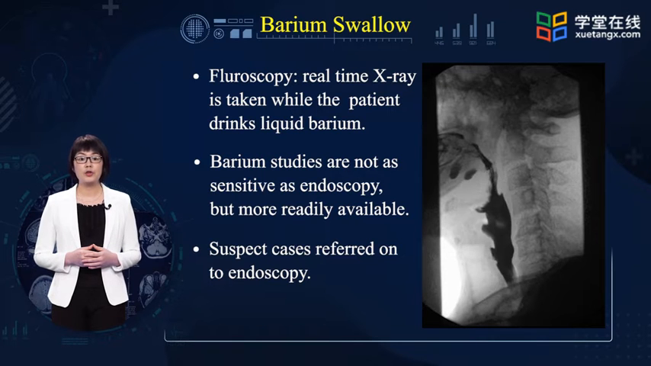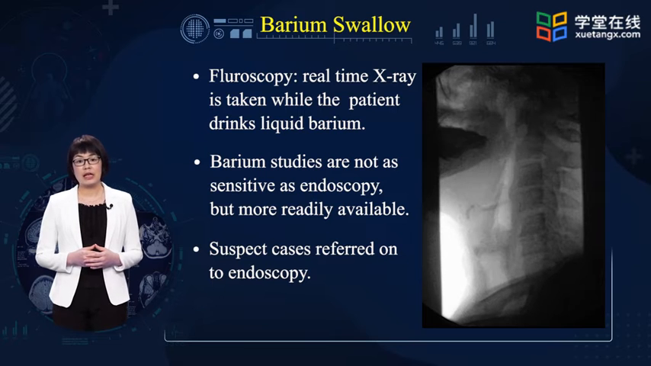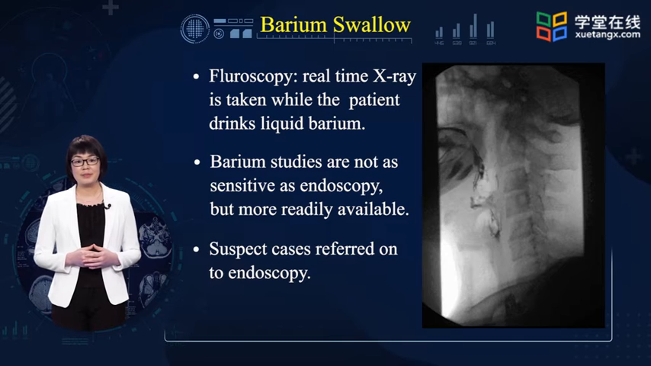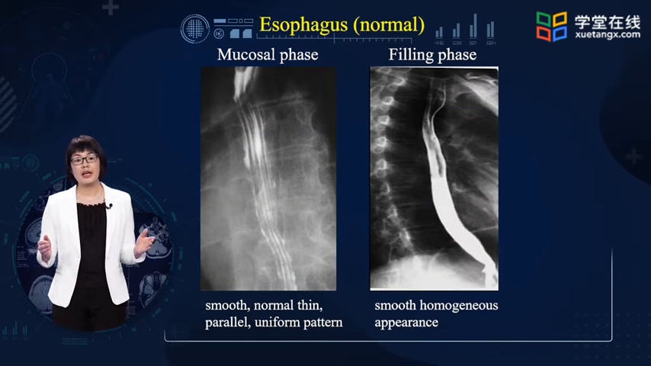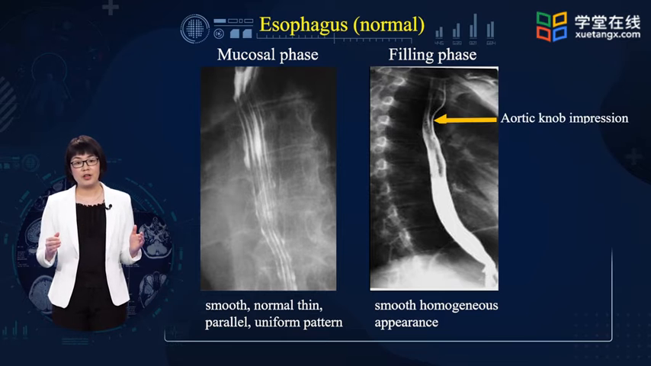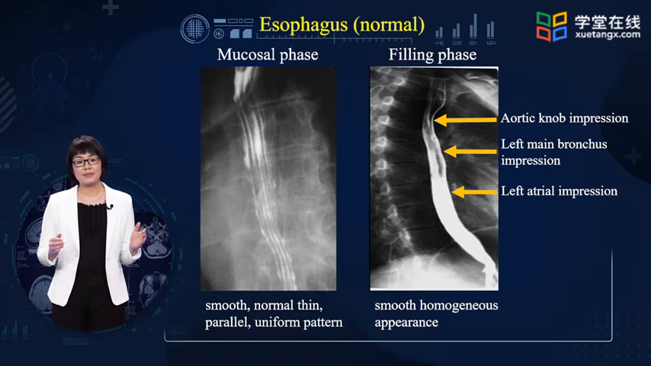In the following time, you will learn how to recognize the normal manifestations and some of the most common abnormalities of the GI tract from the esophagus to the colon based on Barium exam. This is the mucosal phase and filling phase of a normal esophagus. The mucosa has a smooth, thin, pale layer and uniform appearance. The filling phase shows a smooth appearance with indentations from the aortic knob, the left main bronchus and the left atrium, which should not be mistaken as abnormal.